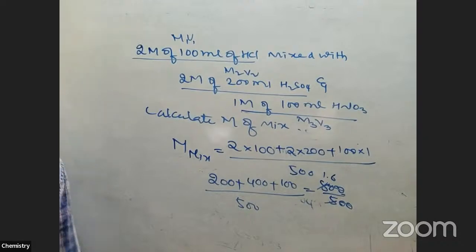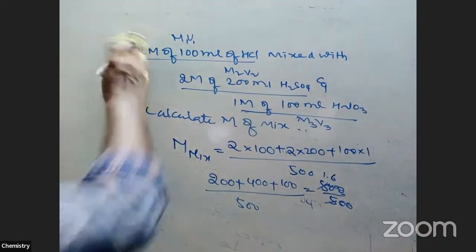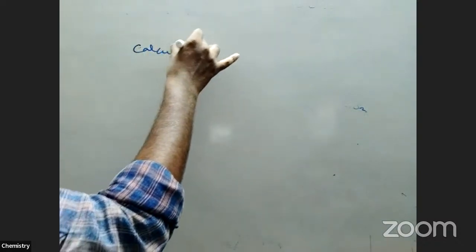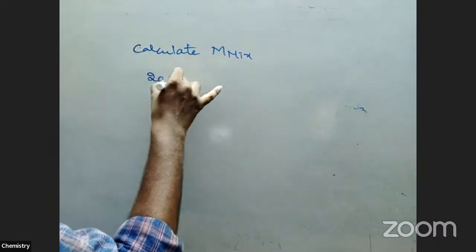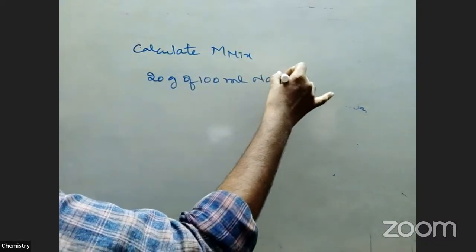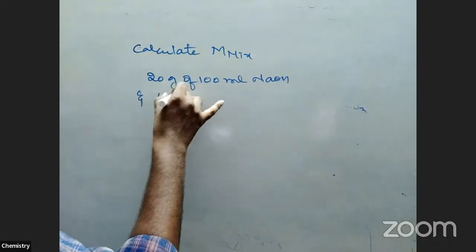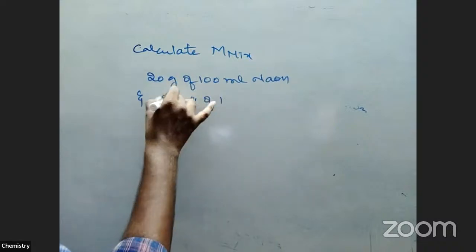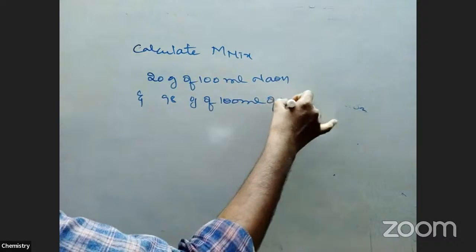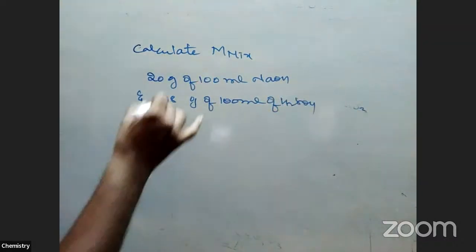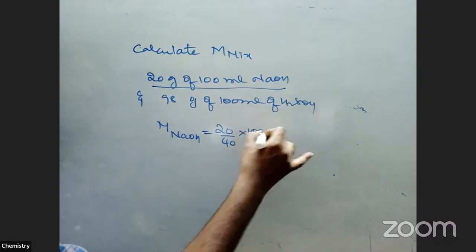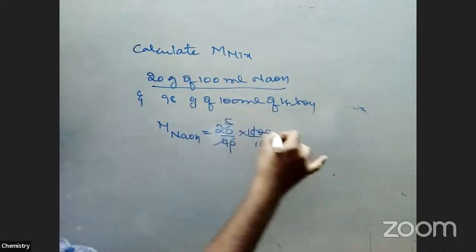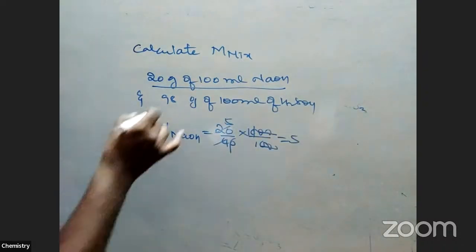Okay. If an acid and a base are present in a mixture, then how do we find the molarity of the mixture? Calculate the molarity of the mixture. What does it contain? It contains 20 grams of 100 ml NaOH and 4.9 grams of 98 grams of 100 ml H2SO4. Okay. So first we find out this molarity. Molarity of NaOH is 20 by 40 into 1000 by 100. We get 5. In the same way, you find out the molarity of H2SO4.